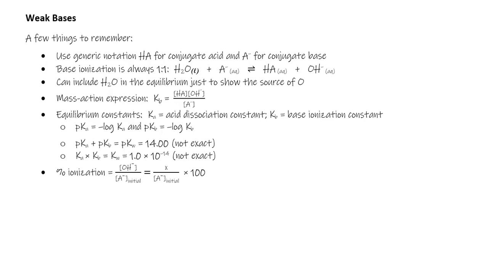The other type of calculation we'll see here is percent ionization, which equals the molarity of hydroxide divided by the molarity of the initial weak base that we're writing as A minus, times 100. This is the same setup as x divided by the initial A minus times 100. The calculation for percent ionization is mathematically the same as our assumption check.